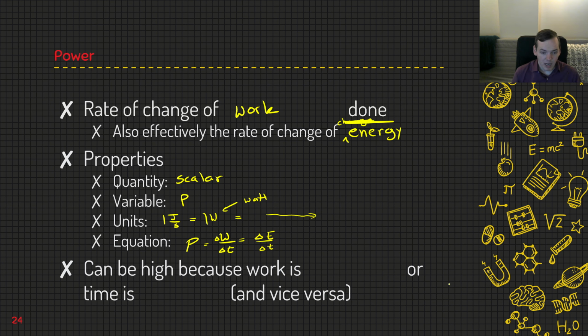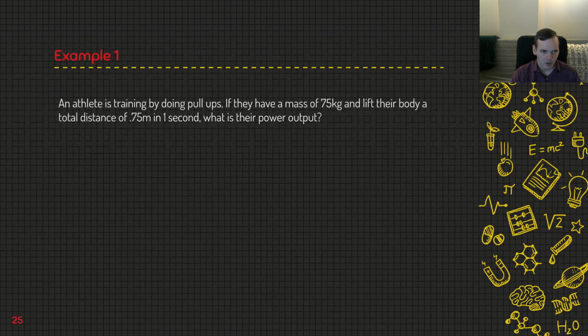And this can be high either because the work is large or the time is small. You can have a low power because the work is very small or it's done over a long period of time. As a first example, an athlete is training by doing pull-ups. They have a mass of 75 kilograms and they lift their body a total of 0.75 meters in 1 second. What is their power output?